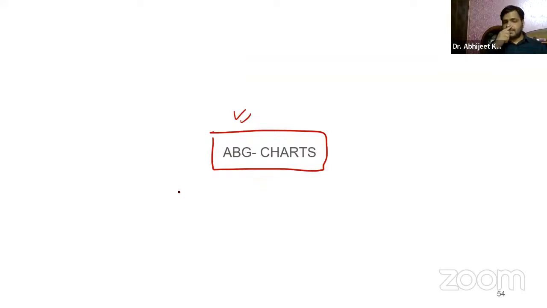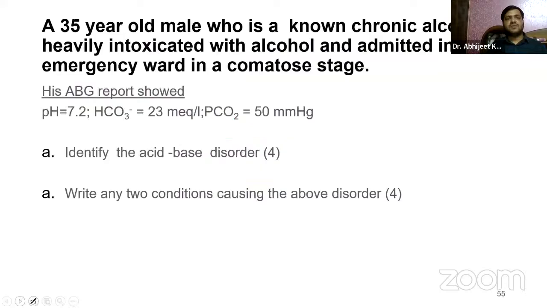Coming on to the next case study, guys, the ABG graphs are important. The charts, the ABG, arterial blood gas, right? The acid base disorders we are going to discuss right now. The question says: a 35-year-old male, a known chronic alcoholic, heavily intoxicated with alcohol, is admitted to the emergency ward in a comatose stage. Now you can see that the patient is already in a coma.